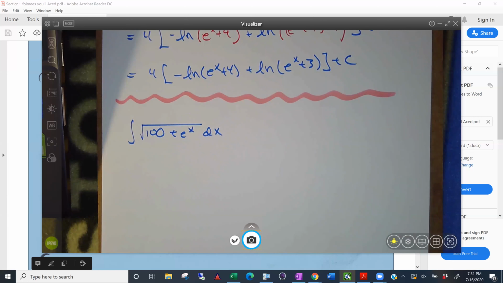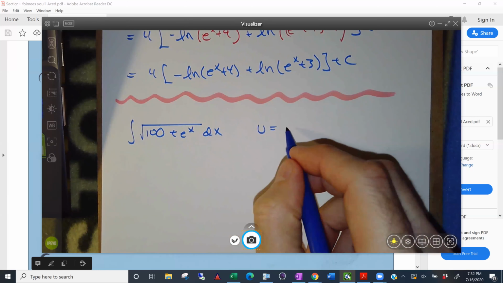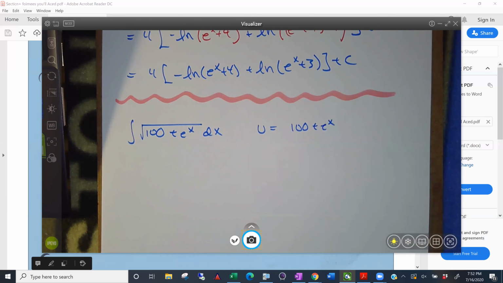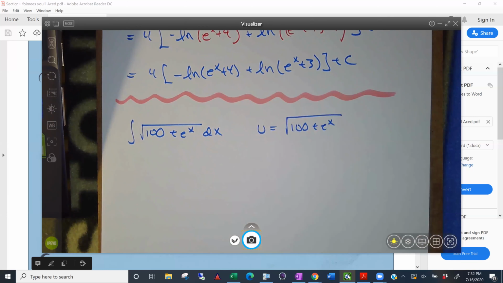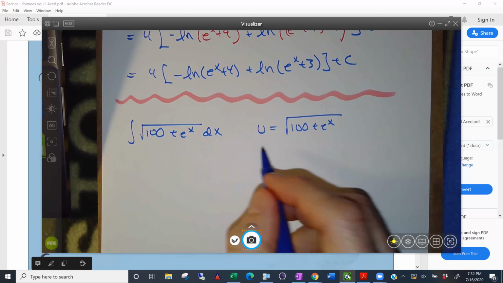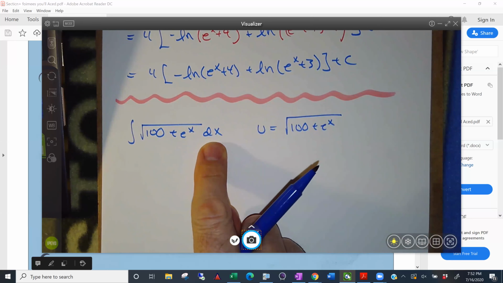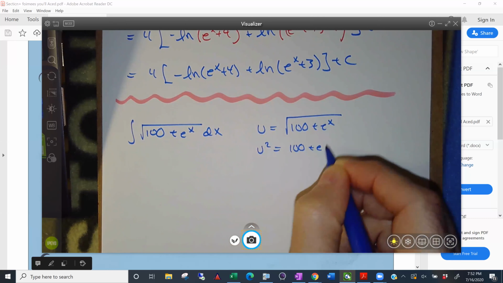So what are we going to do here? Well, a natural thing to do would be to let u equal 100 plus e to the x, and you're not going to get very far. So what if instead I did that? Okay, nice, but I'm going to struggle to get a dx term out of this unless I do some more work. So let's do some more work. Let's square both sides of this and get 100 plus e to the x.